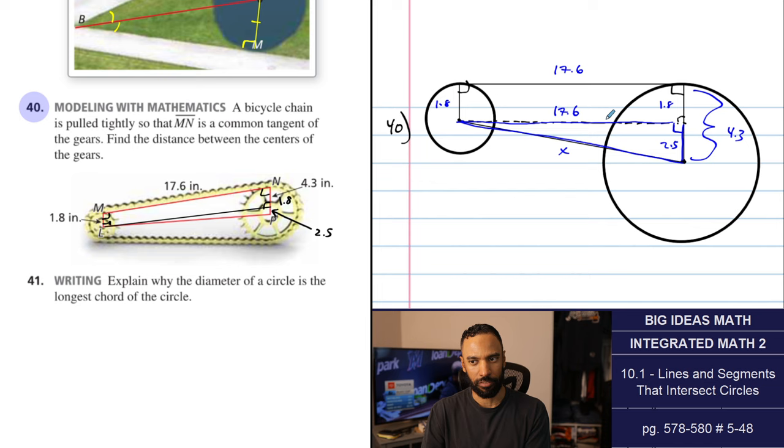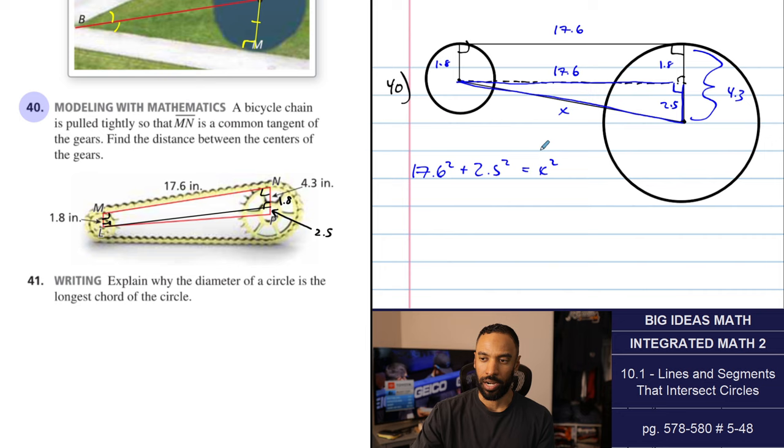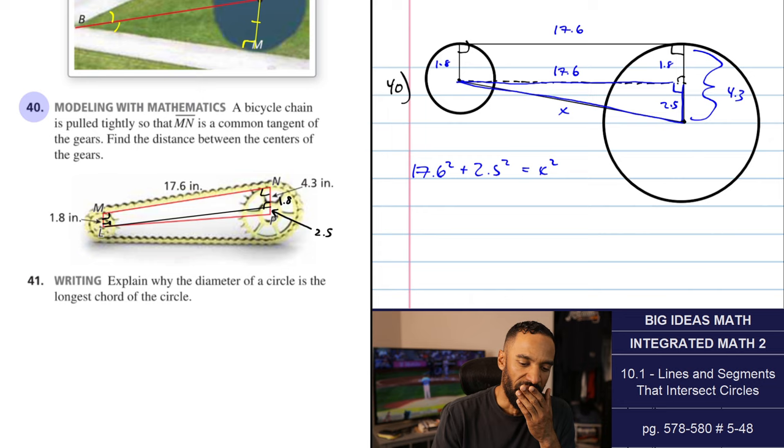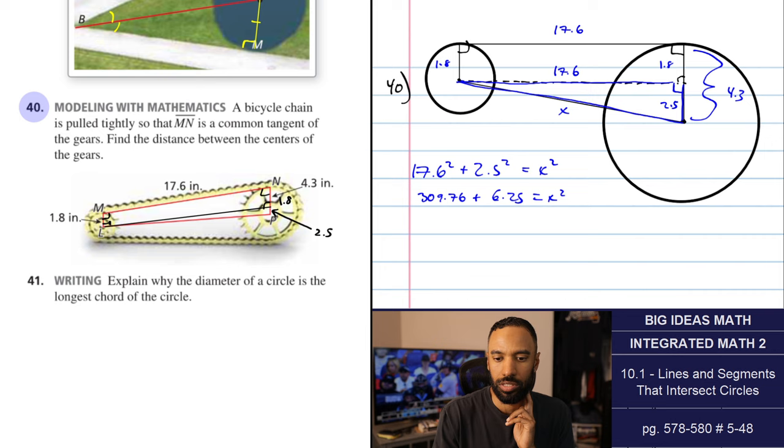So I will use a calculator here. I have the two legs of this right triangle, 17.6 and 2.5, and I'm trying to find X. I don't know if there's a faster way to do it, but that's the way I want to do it. 17.6 squared is a little more than 300, 309.76. And 2.5 squared is 6.25. Let's let our calculator do that. That's going to be 316.01.